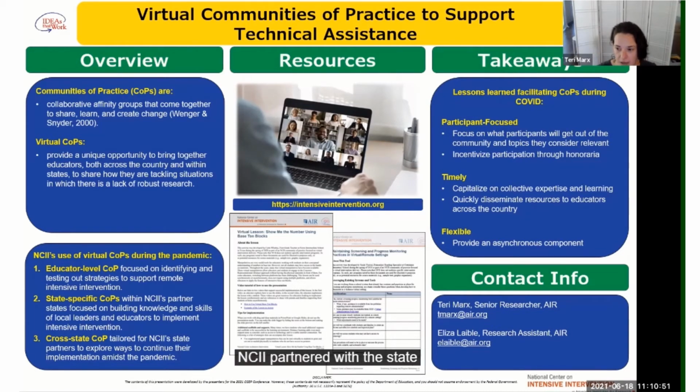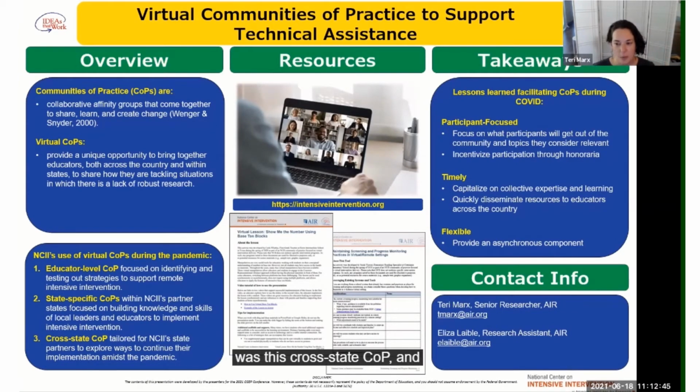In another state, Texas, NCII partnered with the state education agency to hold a community of practice for local educators and local administrators, to boost understanding and application of data-based individualization, which is the center's process for delivering intensive intervention. So you can already see a couple different focus areas. One more at the educator and teacher level, some were more focused on that administrator piece.